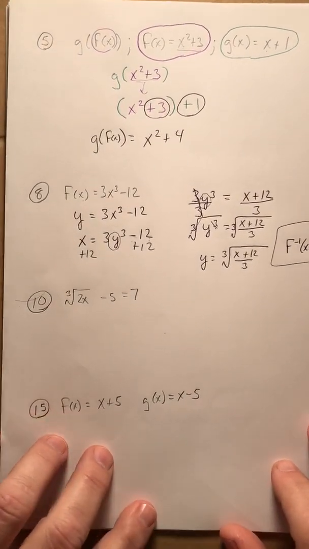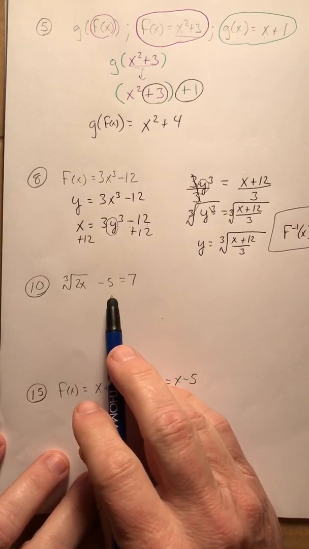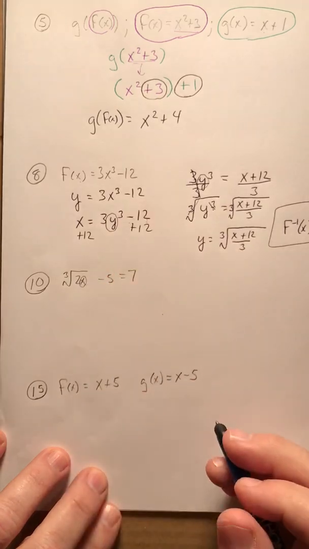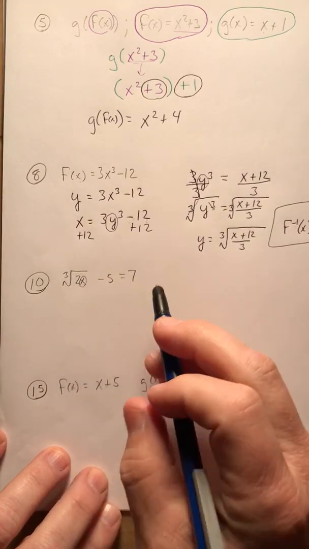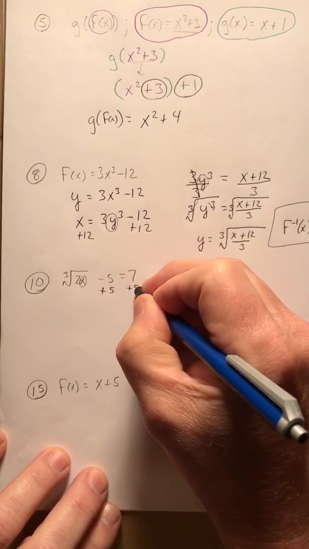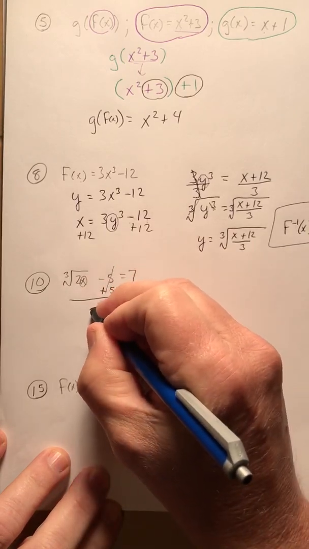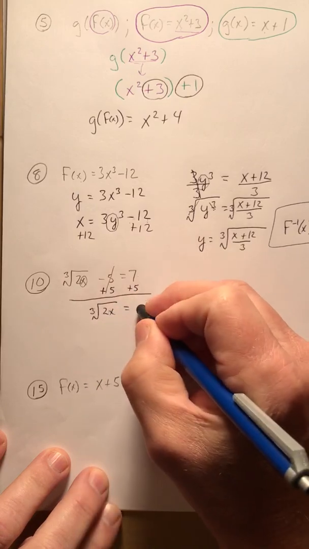All right, then number 10. Number 10, we are solving this equation. All right, so to solve this equation, again, we're trying to get x by itself. So the first thing we have to do is get rid of this 5 because it's not under the third root bracket. So we have to add 5. They cancel out, leaves me with the third root of 2x equals 12.